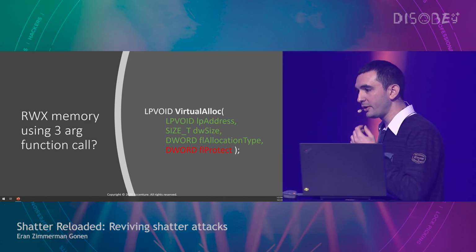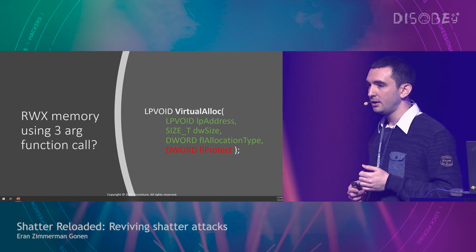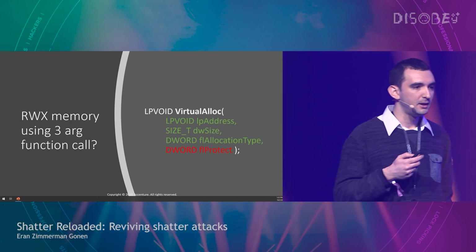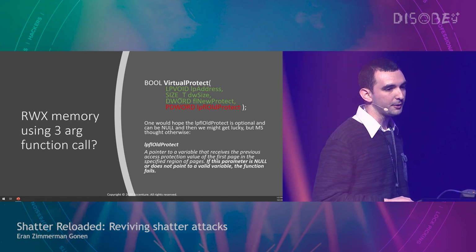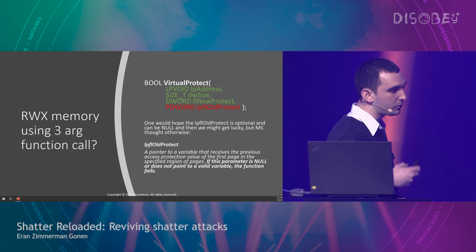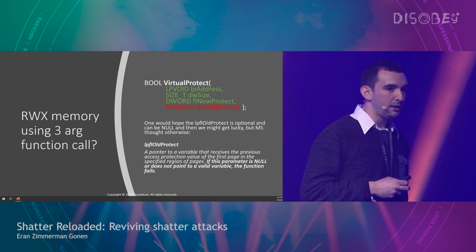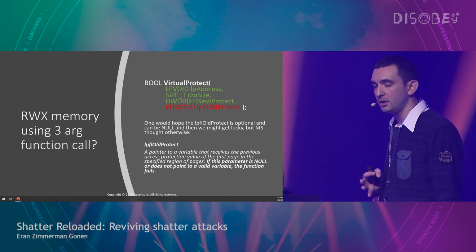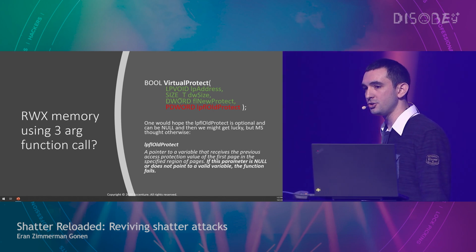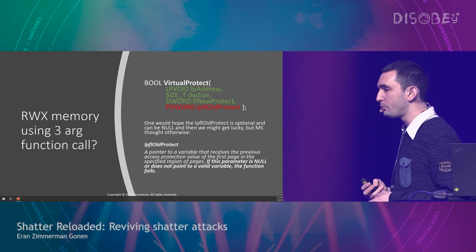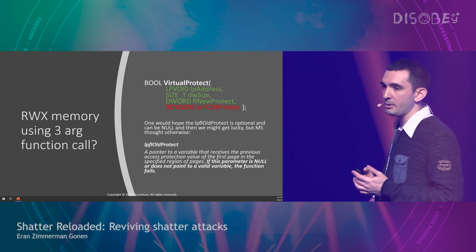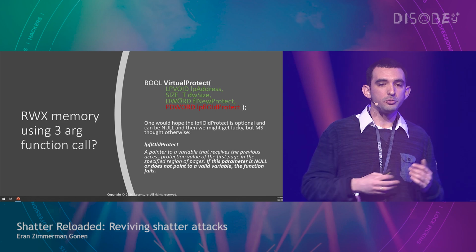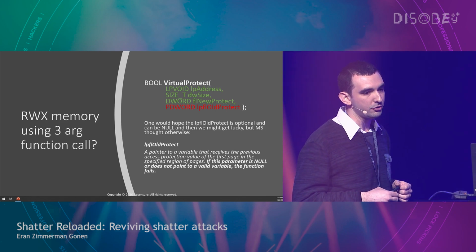So then we said, OK, if we can't allocate some new RWX memory, maybe we can change some existing memory to be readable, writable, and executable. That's what VirtualProtect is for. However, VirtualProtect also receives 4 parameters. It seems at first sight that the interesting parameters are the first 3: the address of the memory that you want to change, the size of it, and the new protection flags. And the fourth parameter is simply a pointer to a DWORD that will receive the old protection flags that were true for this memory range.